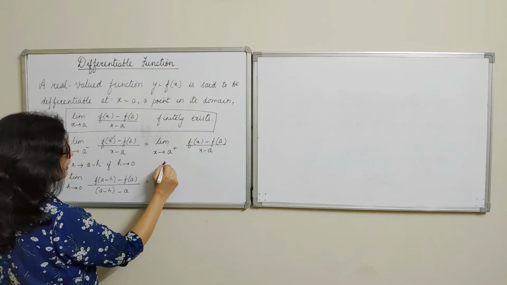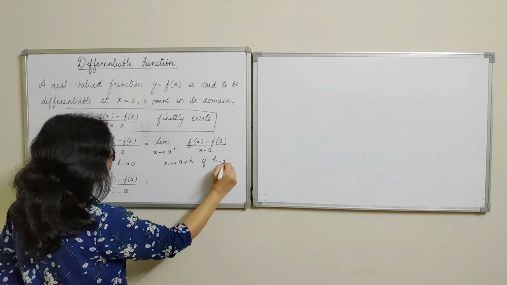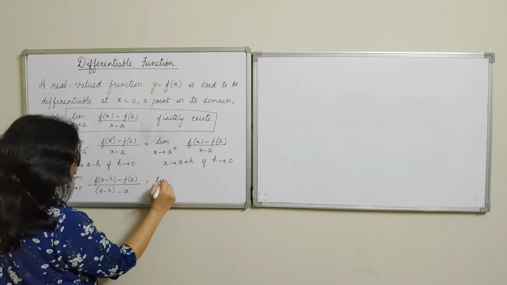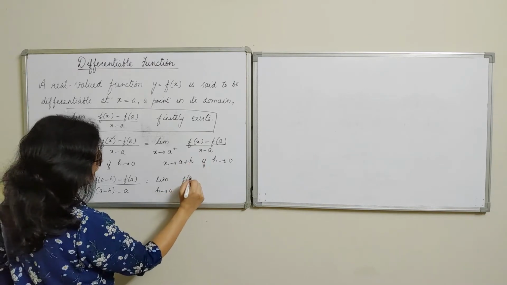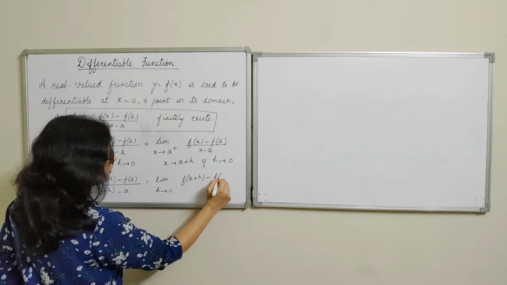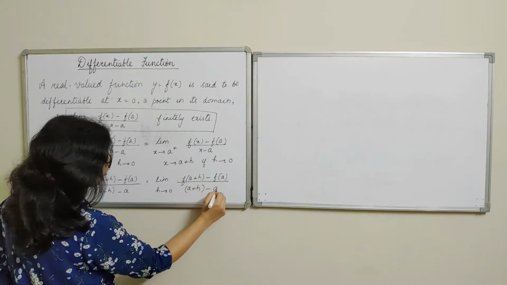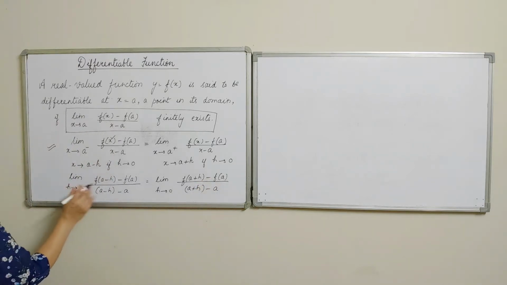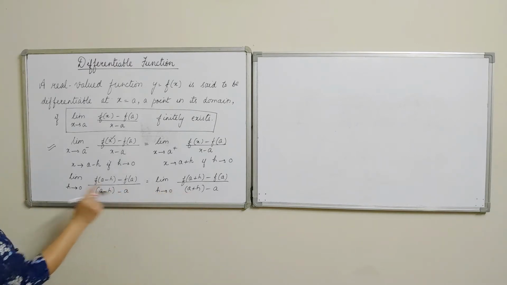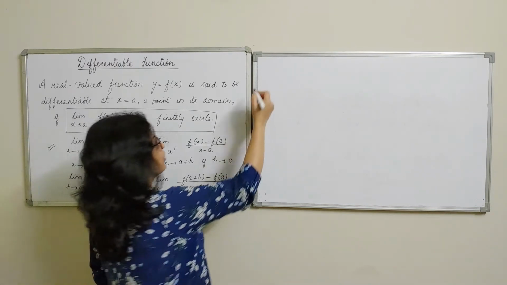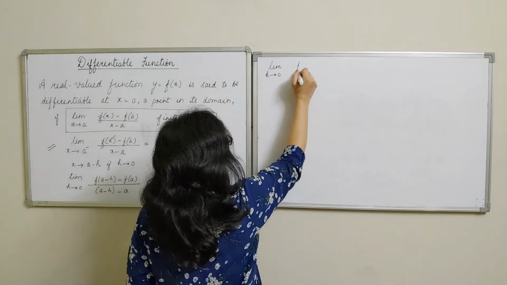Similarly, on the right hand side, x will tend to a plus h if h tends to 0. So once again, changing the limiting point to 0 and replacing x by a plus h, we get this expression. So this is basically the left hand limit and the right hand limit. You can see here that the denominator can further be simplified. So on simplification, we get an expression of this kind.